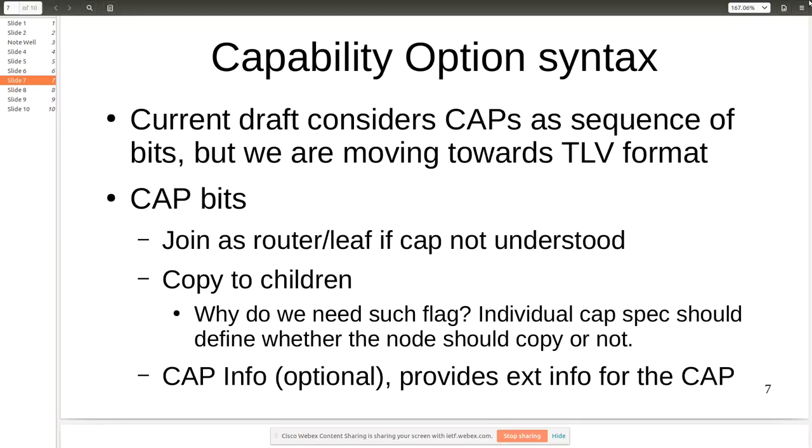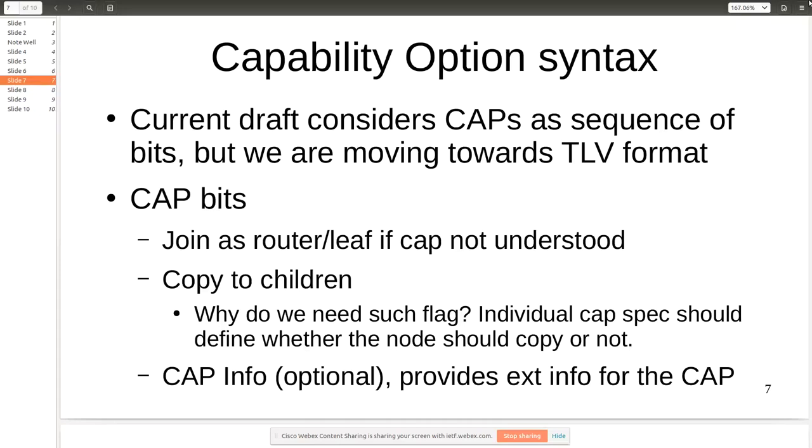So my assumption was that the handling you just mentioned should be on an individual capability basis. So eventually there will be individual capability specifications. There will be multiple capabilities that would be defined eventually. Okay, so the individual capability spec should define all these points. It need not be a generic flag to say such things. Correct.